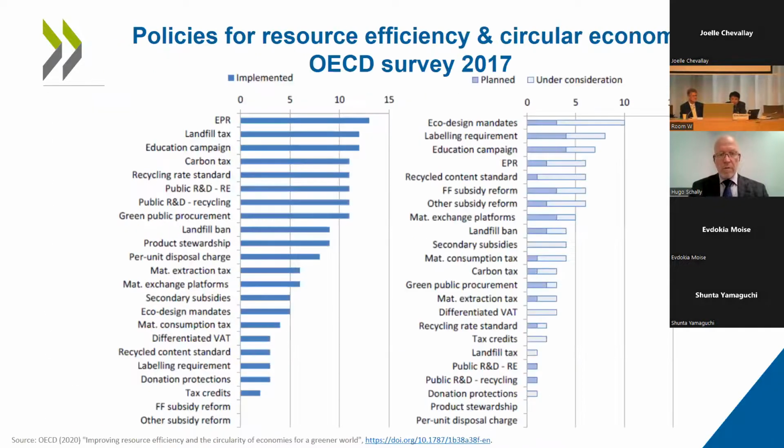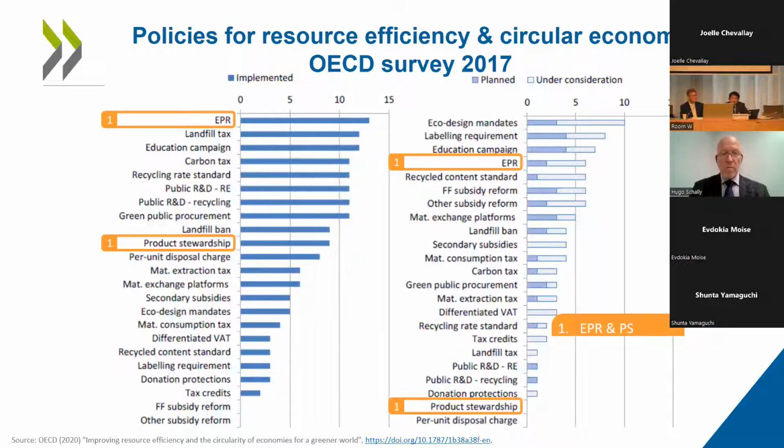Now, turning to circular economy policies, there might be a question: what are they actually? So at the OECD, we did a survey back in 2017 to have a better understanding. The left-hand panel are those that are implemented. The right-hand panel are those that are either planned or under consideration. We basically see that this can be chunked into maybe 6 categories.